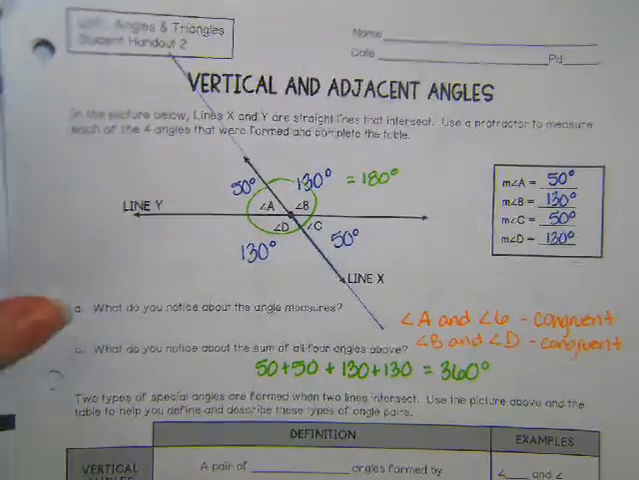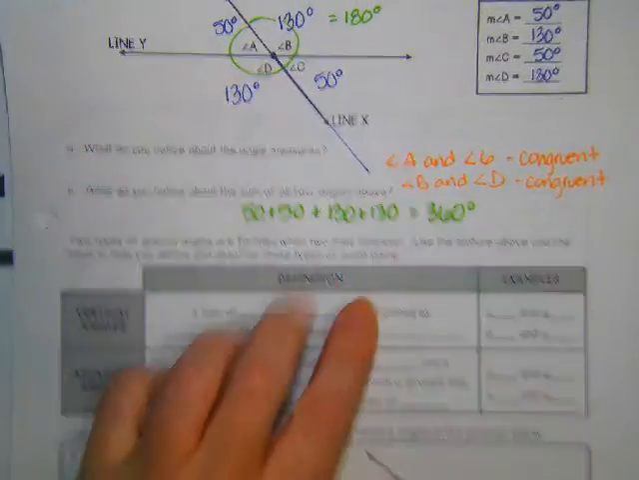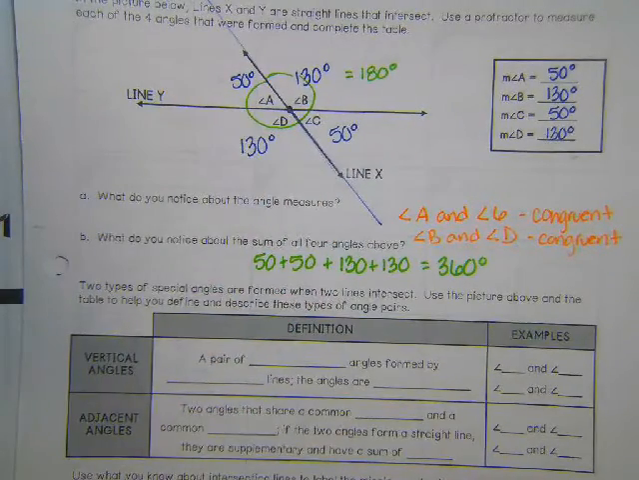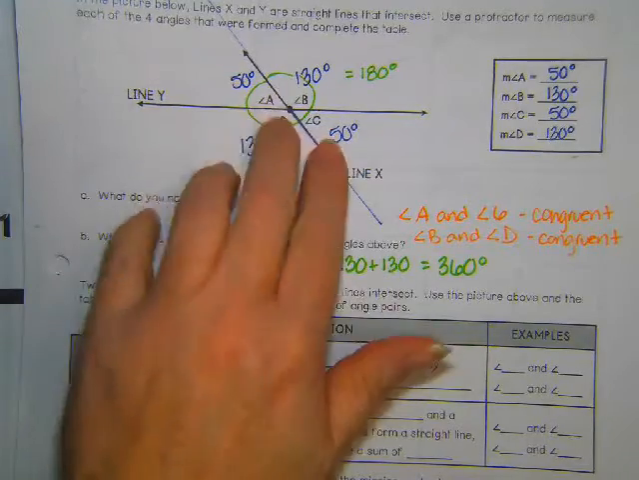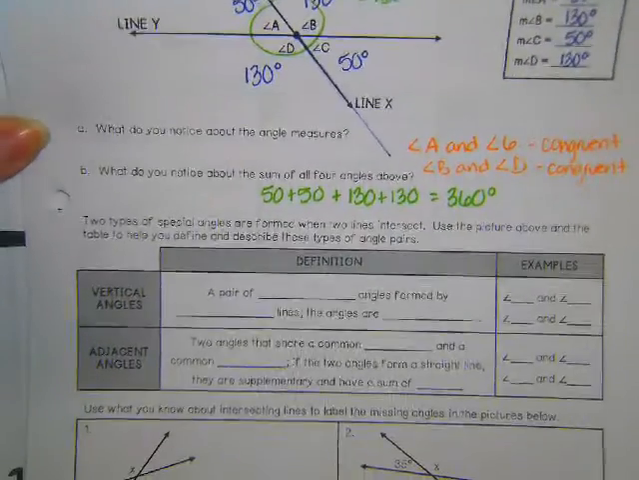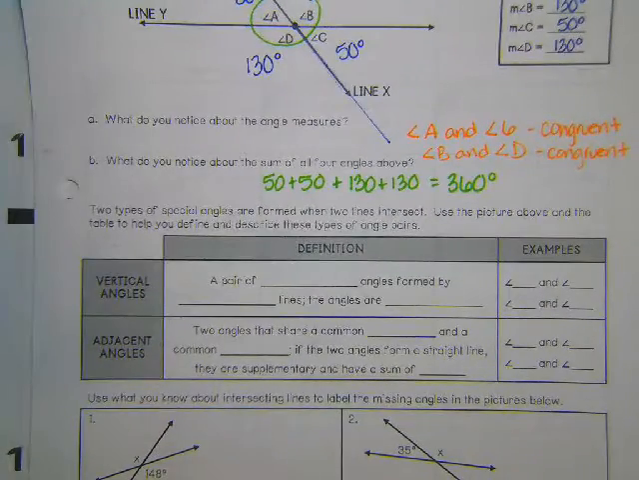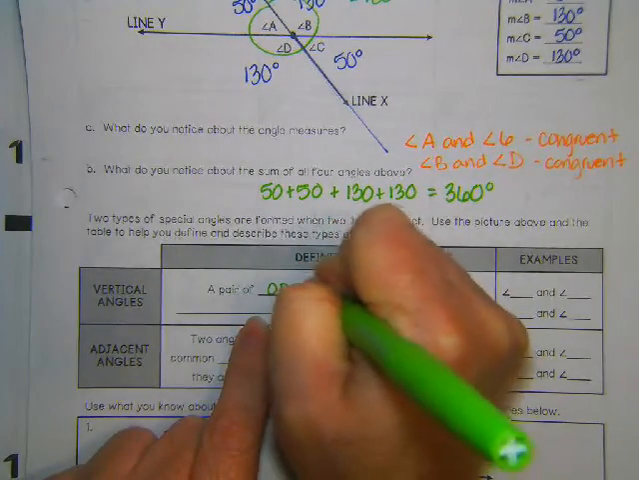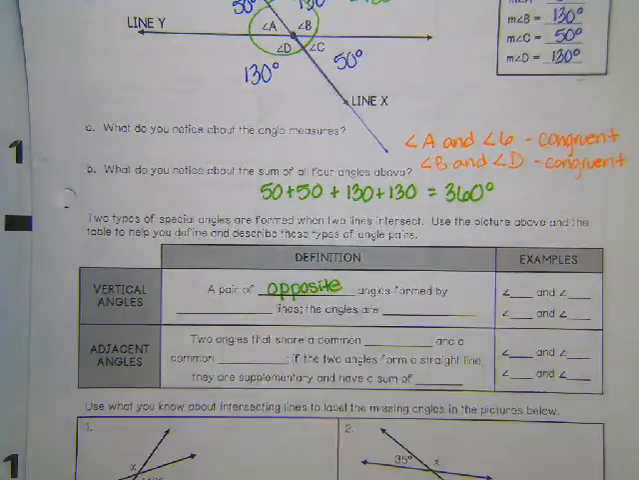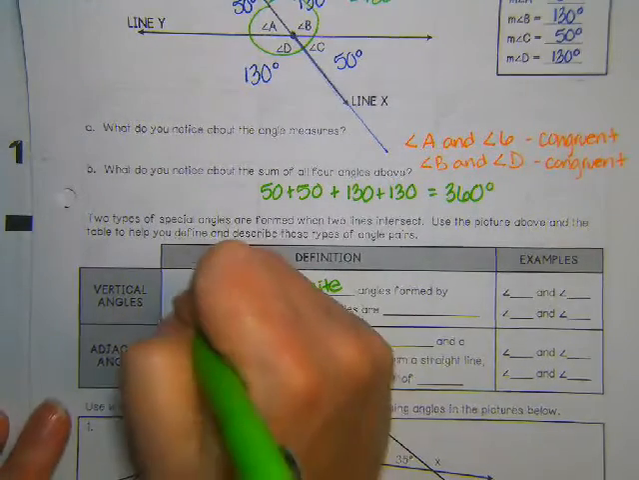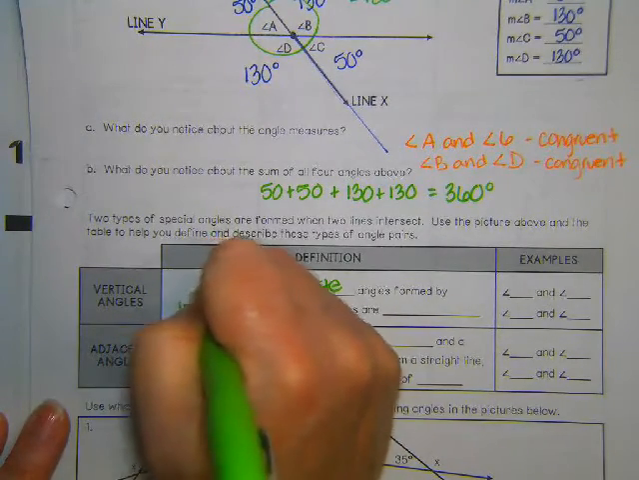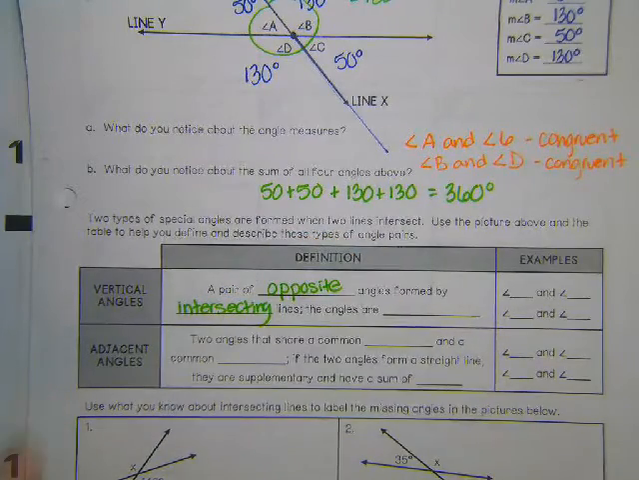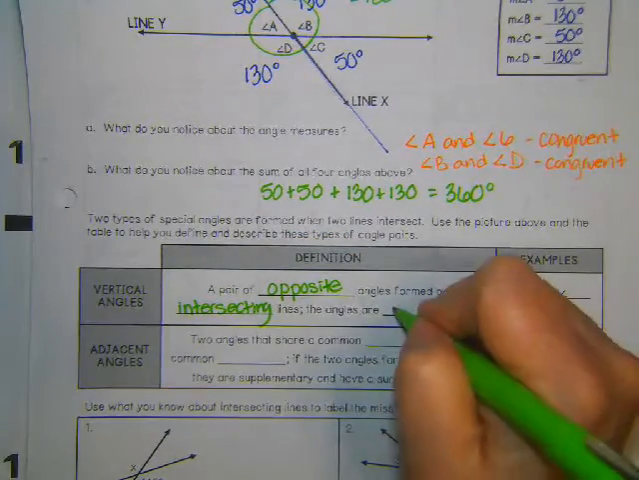The two types of special angles are formed when two lines intersect. So whenever you have two lines like this and they intersect, they form some things that are called special angles. We're going to use this picture above to help us define the angles below. First of all, it says a pair of opposite angles formed by intersecting lines, the angles are always going to be congruent.